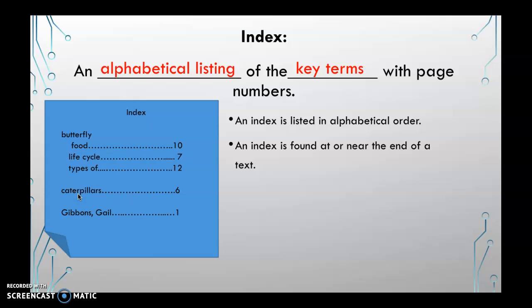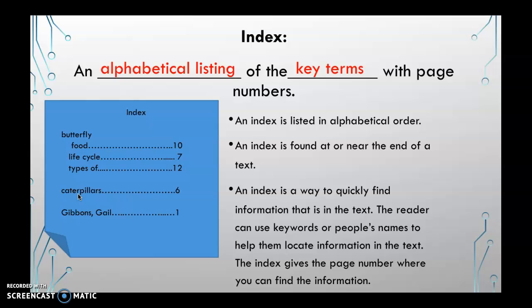An index is found at or near the end of the text. And it's a quick way to find information that's in the text. The reader can use keywords or people's names to help them locate information in the text. And it gives you the page number where you can find that information.